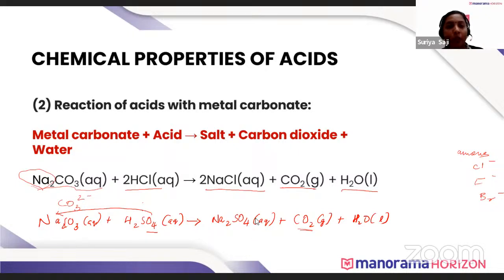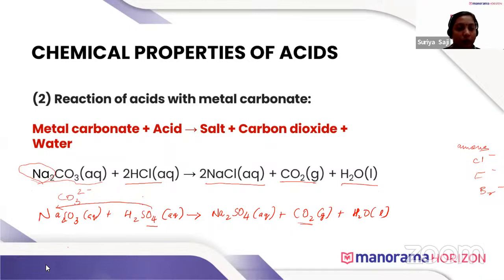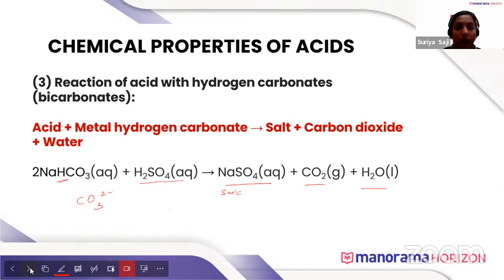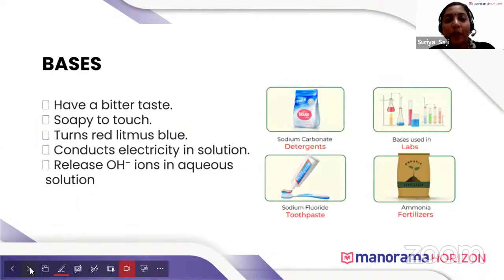Okay. Now we will see the chemical properties of bases. Bases have a bitter taste. This we all know. It is soapy to touch, turns red litmus blue, conducts electricity in solution, and releases OH minus ions in aqueous solution. The reason for conductivity is the presence of these OH minus ions. There are a lot of OH minus ions in these bases, so these bases conduct electricity. Conductivity is always due to the presence of ions in solution.